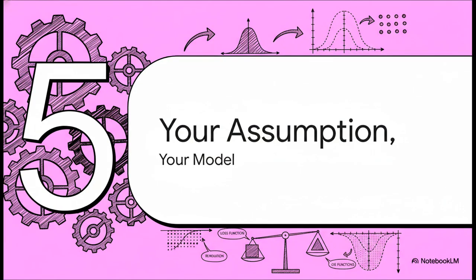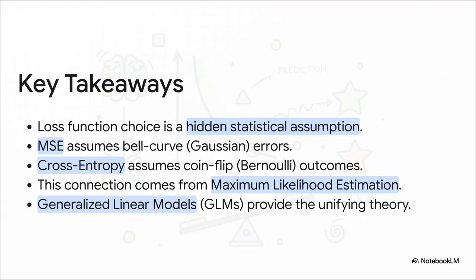So, what's the big takeaway here? What does all this mean for you when you're actually building something? It means your choice of loss function isn't just picking a tool, it's declaring your assumption about the world. Let's just hammer these key points home one last time. Your loss function is a powerful hidden assumption about your data. If you choose MSE, you're assuming bell curve errors. If you choose cross-entropy, you're assuming coin flip-style outcomes.